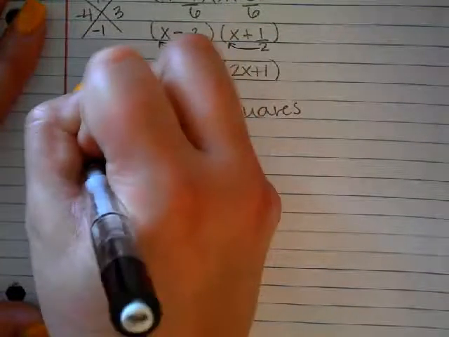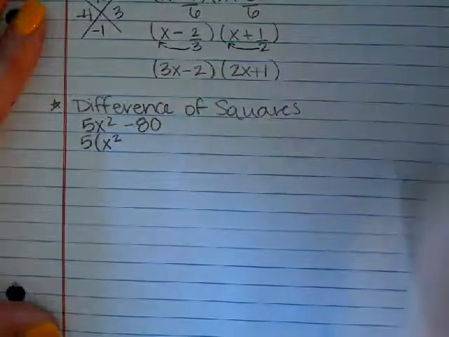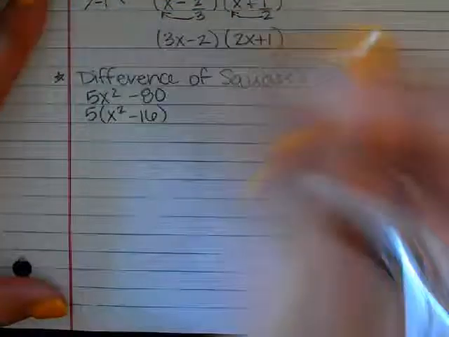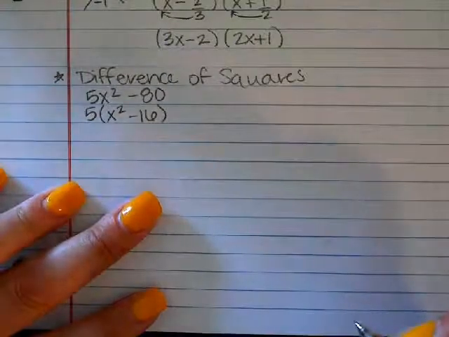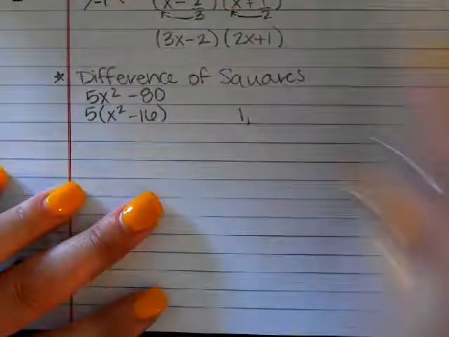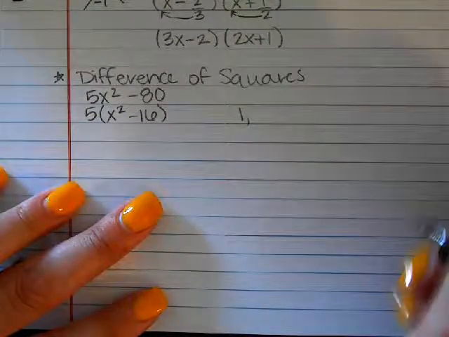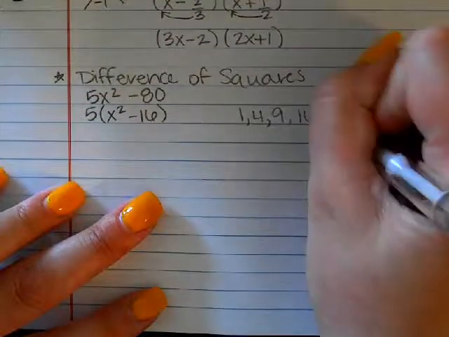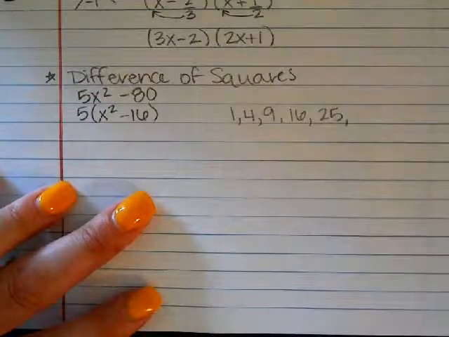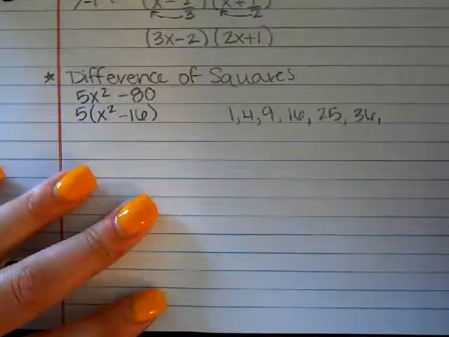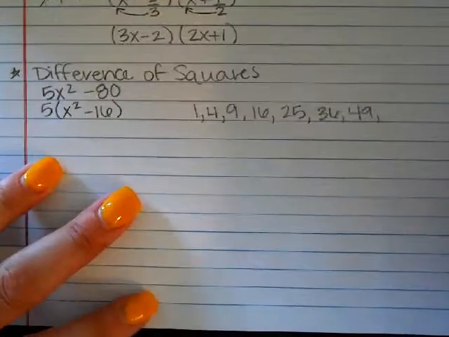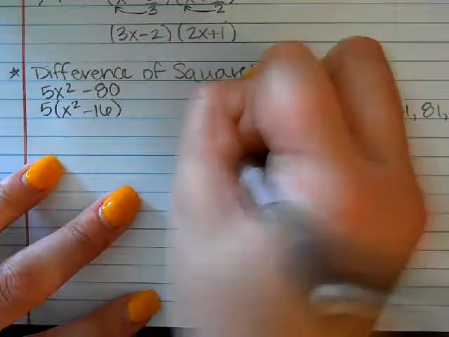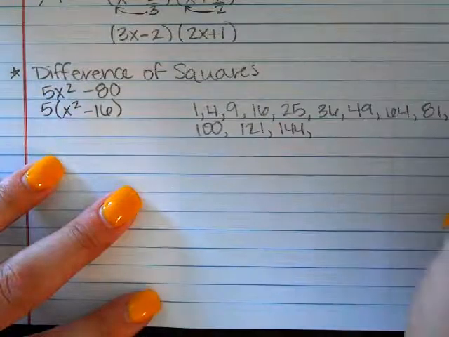That leaves us with x squared minus 16. Okay, so when we see difference of squares, what numbers do we typically see? One is a perfect square with another perfect square. 4, 9, 16, 25, not 27. 27 is a perfect cube. 36, 49, 64, 81, 100. Wait, what comes next? 169.